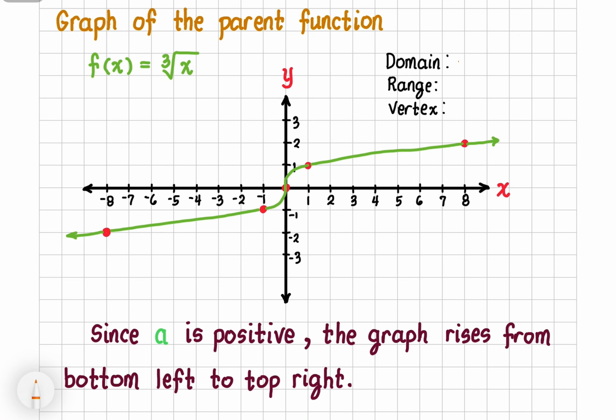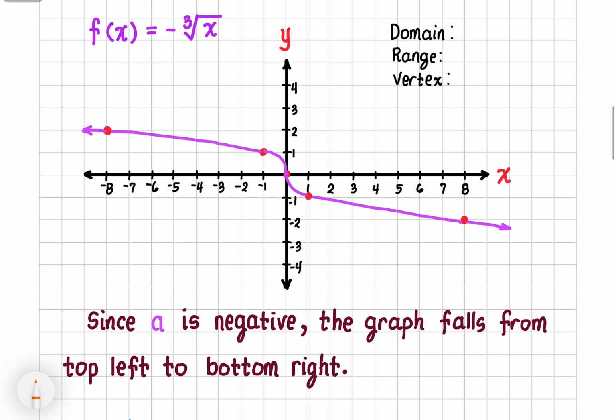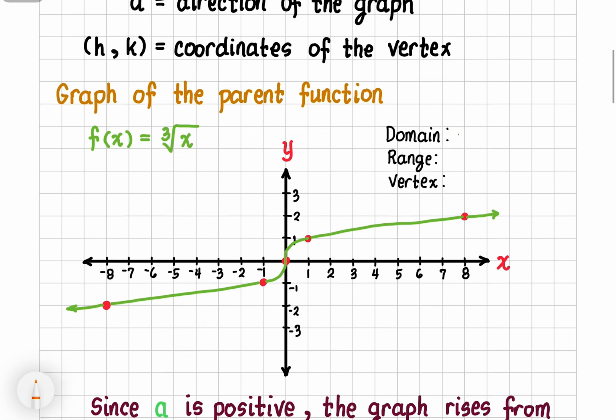And as opposed to that, when a is negative, katulad nito, negative yan, class. So therefore, since a is negative, the graph falls from top left going to bottom right. Naintindihan? So, therefore, yung a natin dito is negative. So, dalawa lang naman yan, yung mga possible na graph natin. Naintindihan?